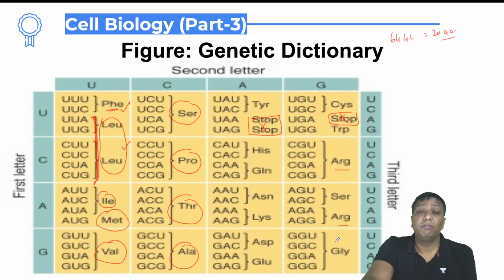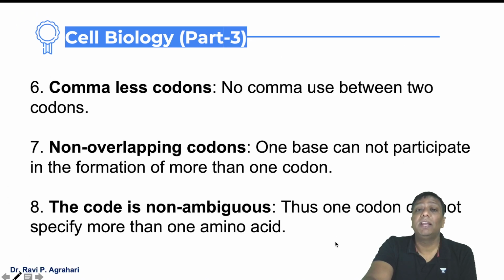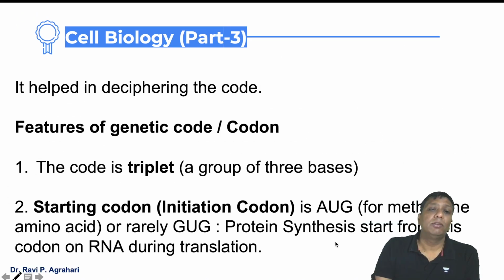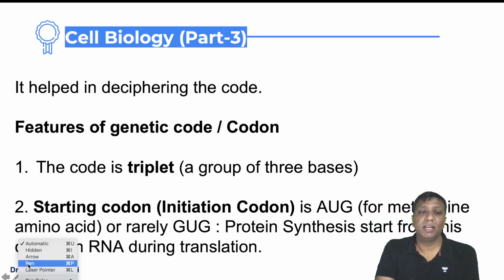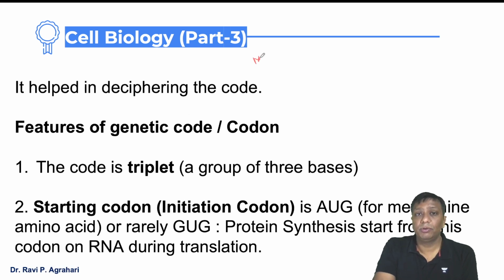And now I'm coming to the features of the genetic dictionary. You will be very clear about what is written here. So the codes are in triplets. Now the picture is very clear. This was a question in MPPSC 2020-21, as the examiner asked. It is in triplets, a group of 3 bases, you know very well.